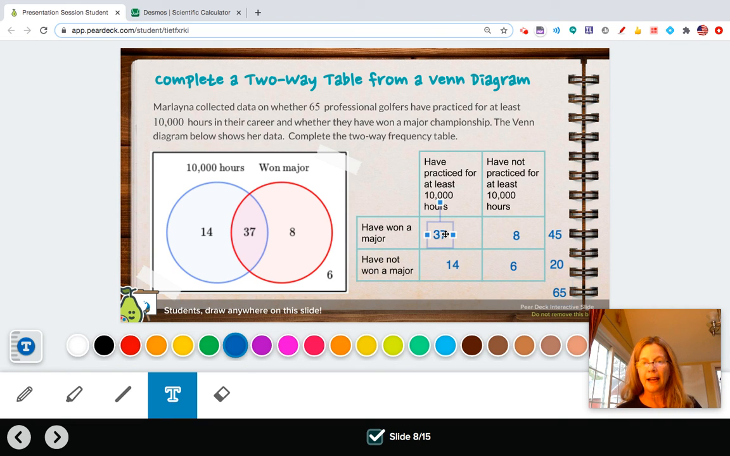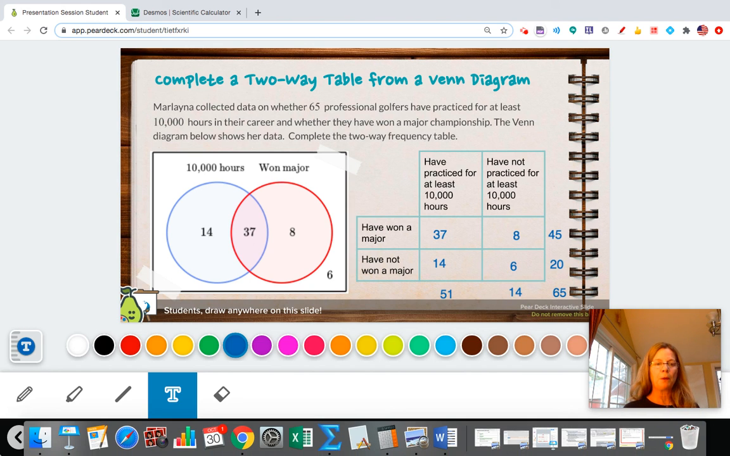Now let's add down, because it should be the same when I add down. All right, 37 plus 14, that's going to be 51. 8 plus 6 is going to be 14. And 51 plus 14 gives me my 65 that I'm looking for. All right, so that's the first part of our video, and we'll continue the rest in class.